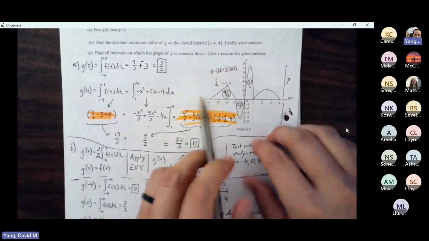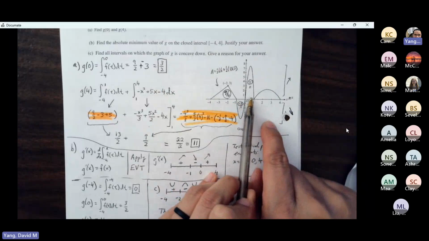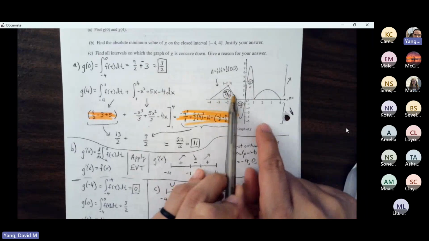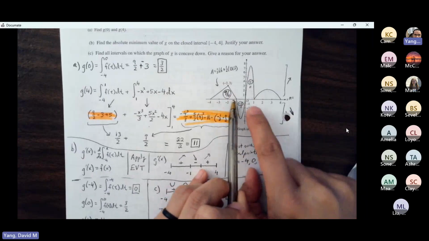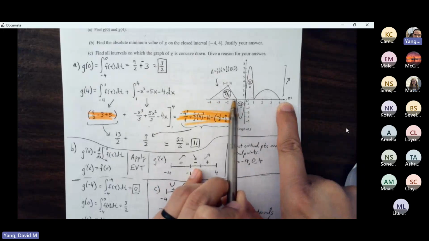So my critical points are negative 1, 0. I'm not going to include 1 here because it doesn't cross the x-axis. So this is neither a relative max nor a relative min. It's got to cross through to the other side. So I'm going to test negative 4 and 4 because they're endpoints, and I'll test negative 1 and 0. So here's my sign line.